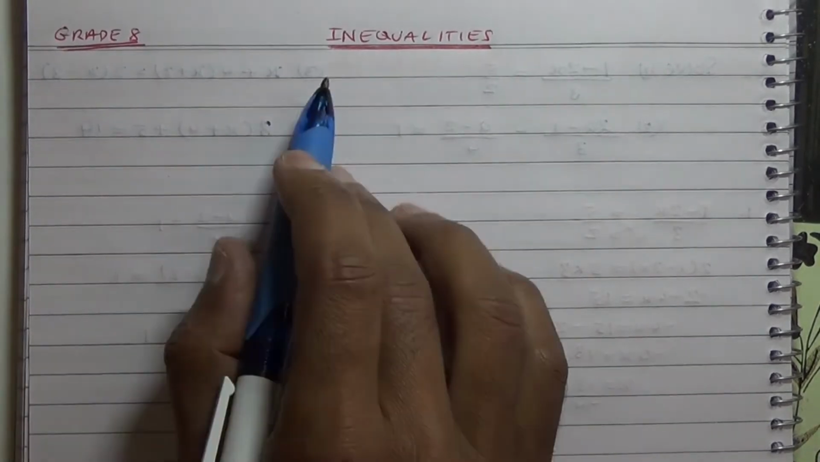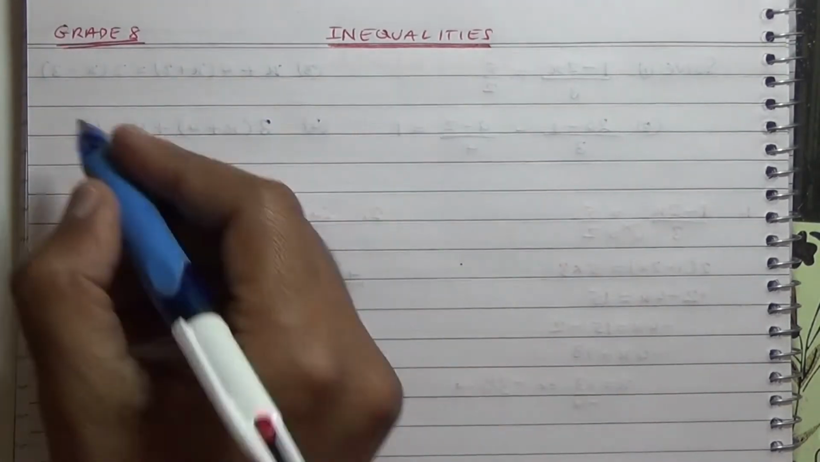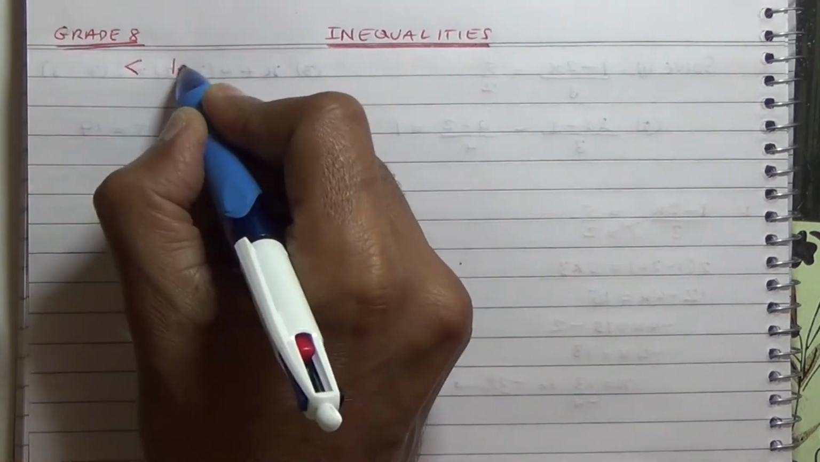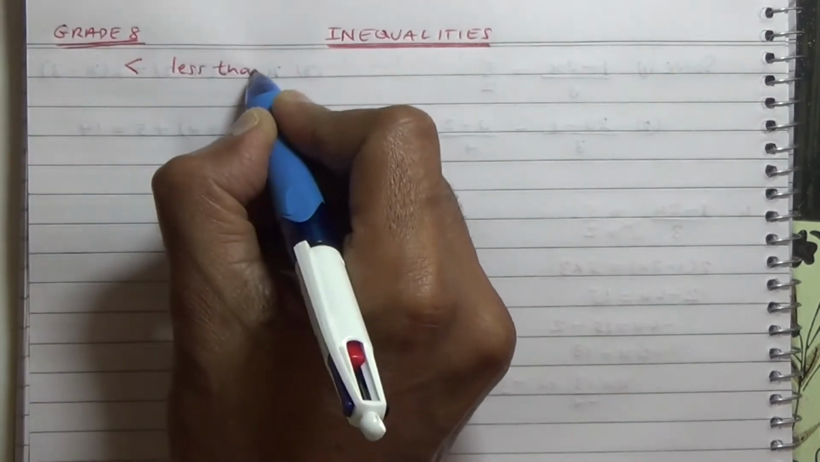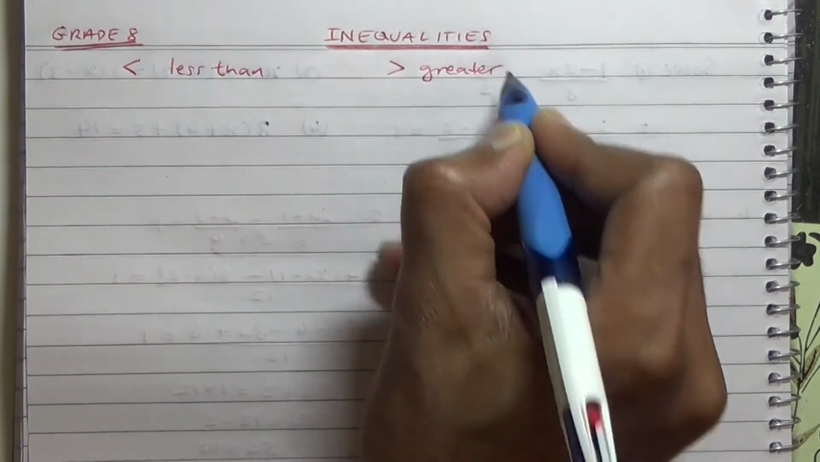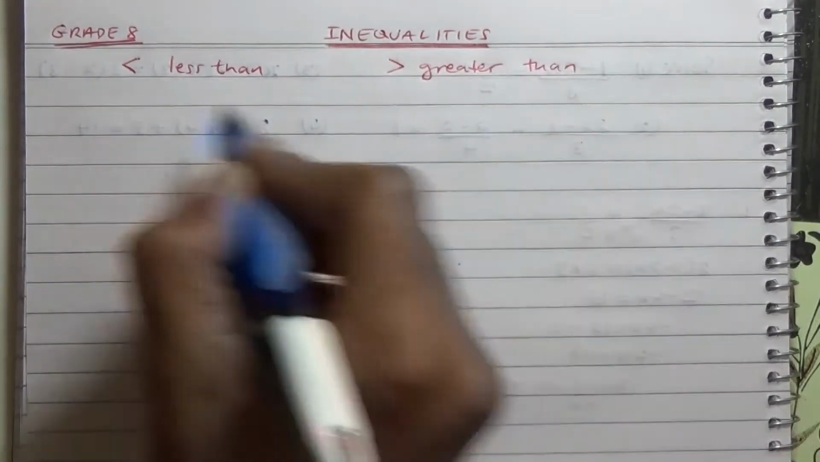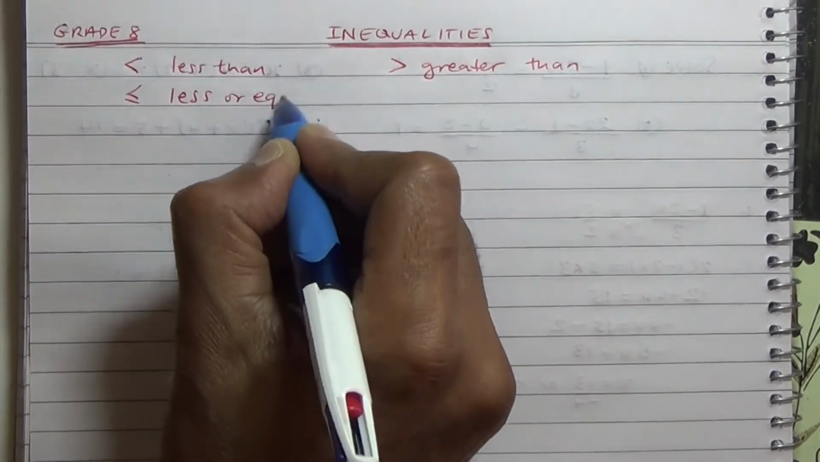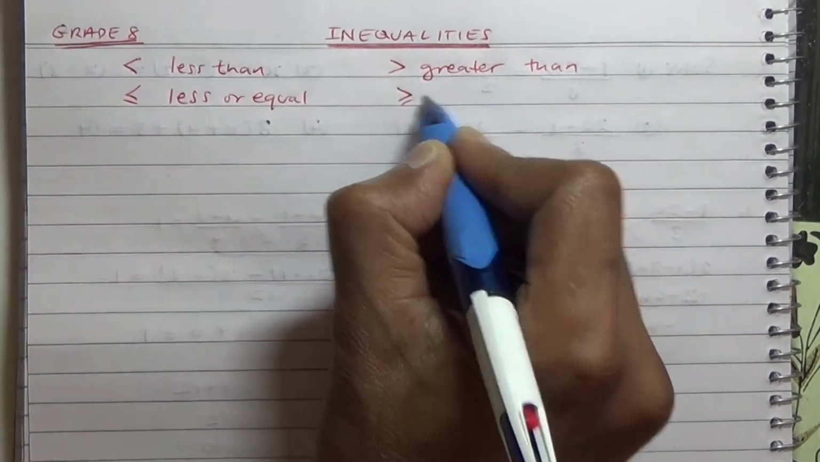Okay, when it comes to inequalities, we deal with the signs, which is this one, less than, and this other sign means greater than. And also this is less or equal. And then we've got greater or equal.